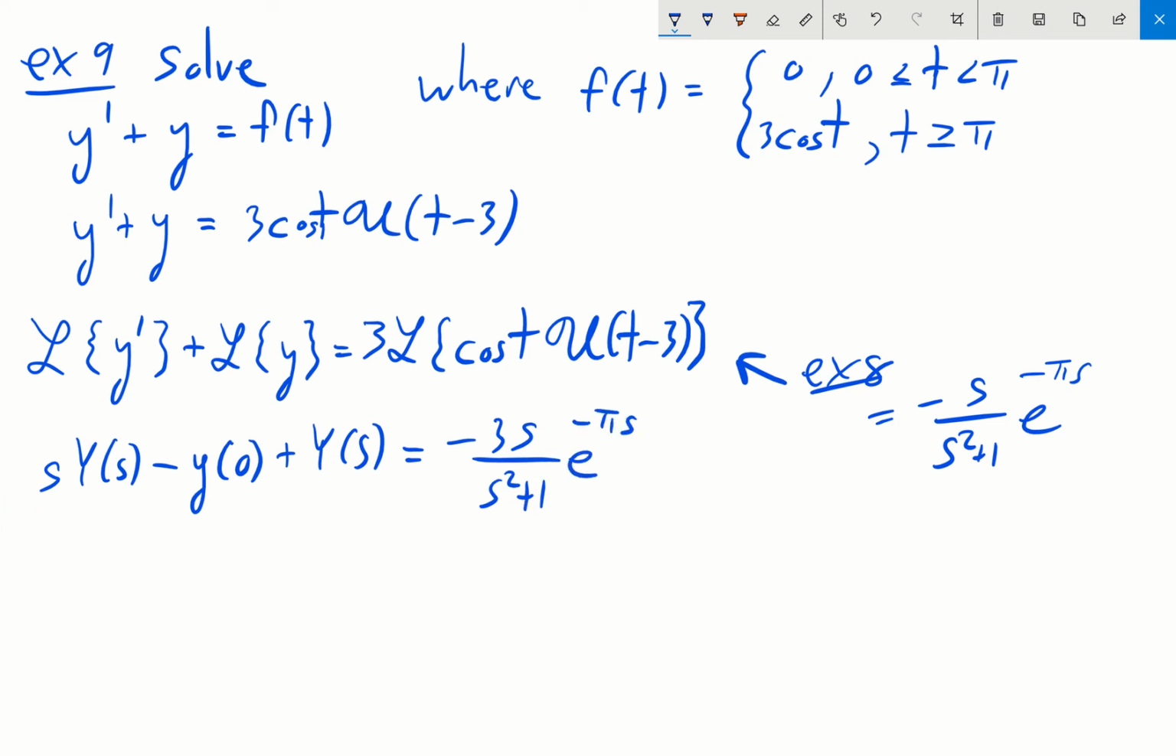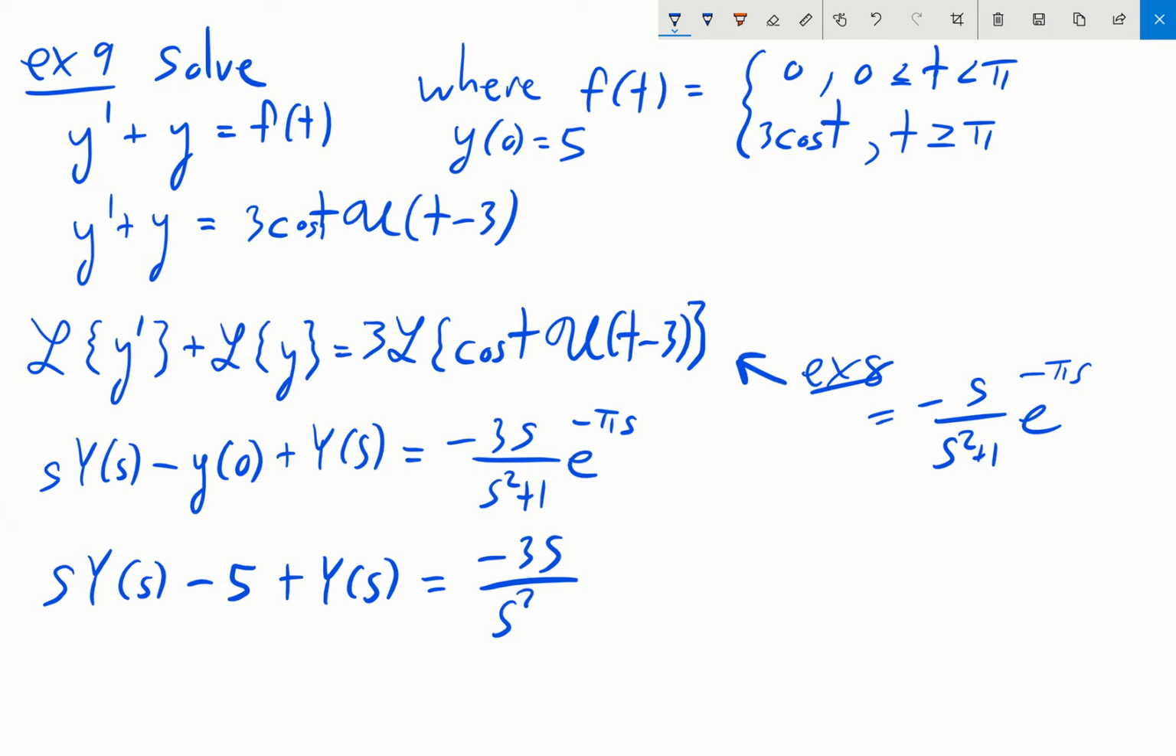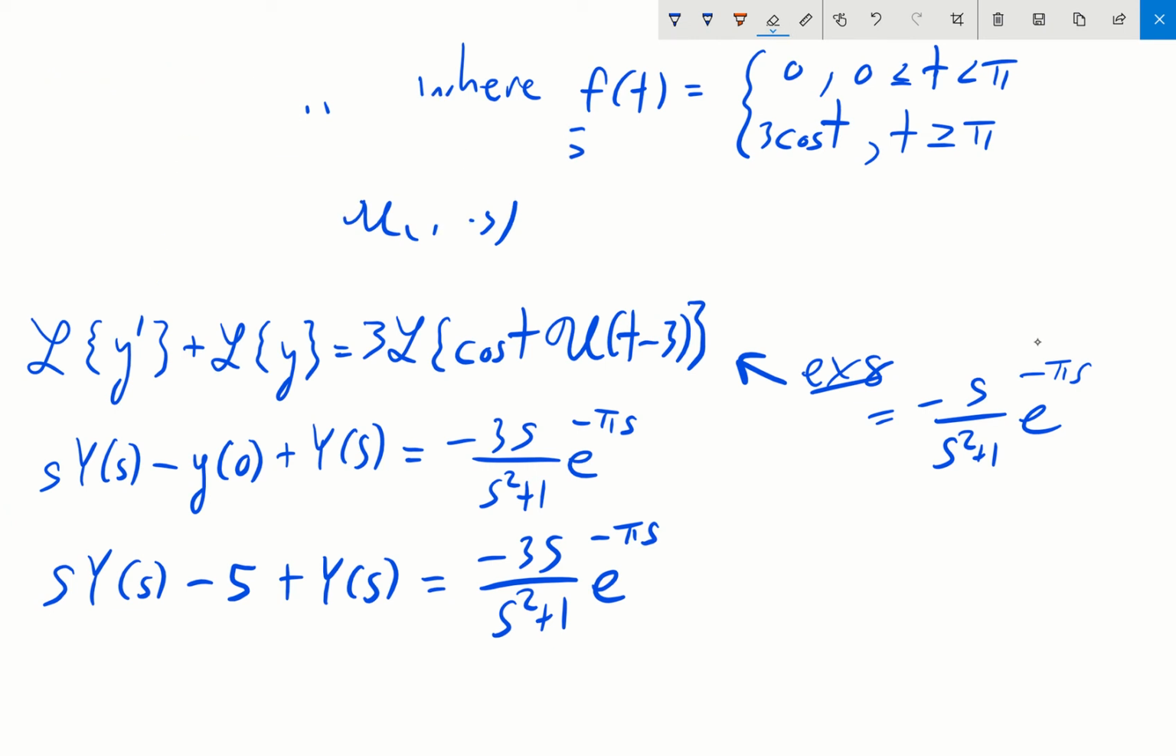And I forgot to write it, but in this problem they say that the prescribed value of y at 0, they want that to be equal to 5. So we have s times y of s minus 5 plus y of s is equal to negative 3s divided by s squared plus 1 e to the negative pi s. We now want to take this and solve it for the Laplace transform y of s.